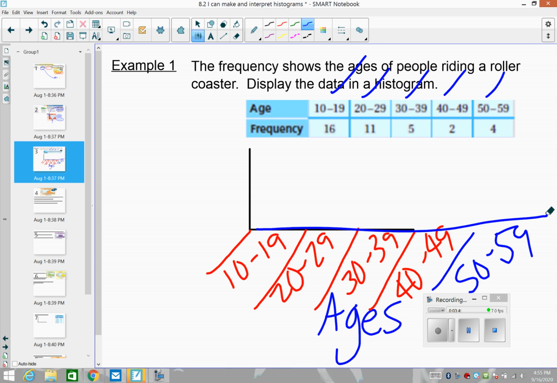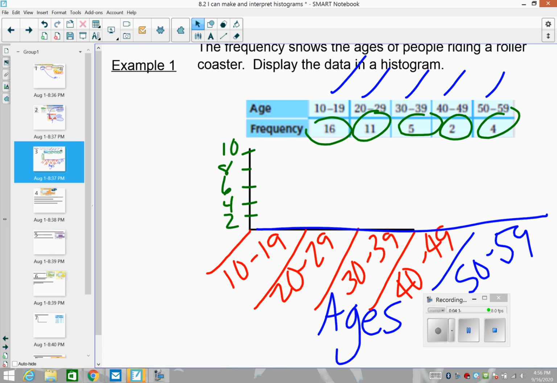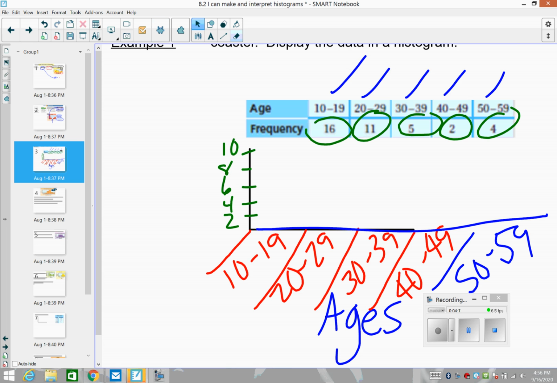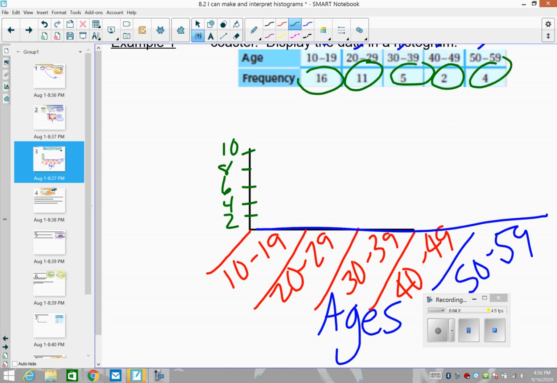All these bars will touch each other. For frequency, we have 16 people. If we look at our frequency, 16 is our largest, so we want to make sure that our frequency on the vertical axis has a maximum of 16. I'm going to try to go by twos here. Let's see if I can fit it. 4, 6, 8, not going to happen. I'm just going to move some stuff around to make this happen. I don't really need that title, because we're talking about ages of people riding the roller coaster. So we're going to squeeze this in. All right, here we go. Then 12, 14, and 16 is the frequency.